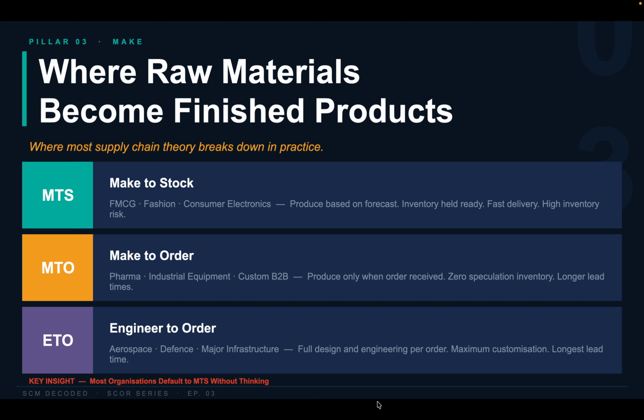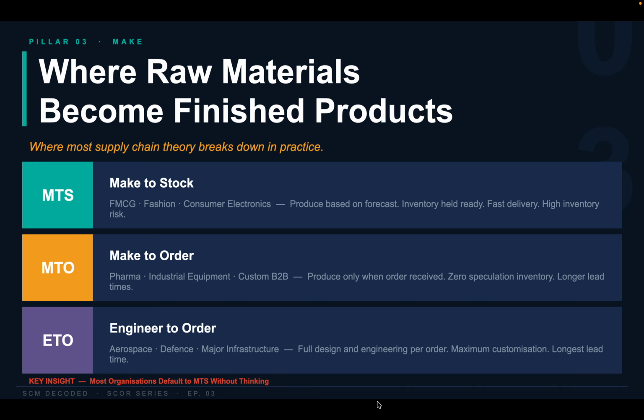Make to order is when you produce in response to the PO. There is kind of no risk of forecast, zero speculation on part of inventory, but it comes with longer lead times and the customer has to wait. Engineer to order, the entire design and engineering is done per order. This has maximum optimization and customization. It comes with the longest lead time and it is used for unique products only.